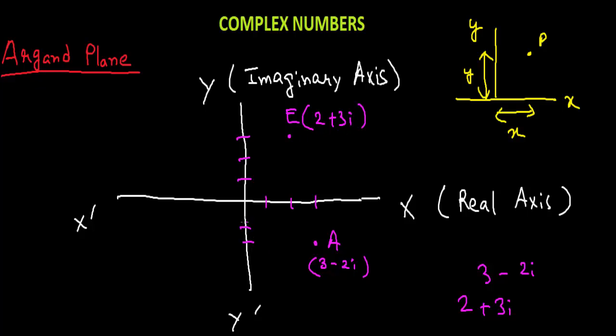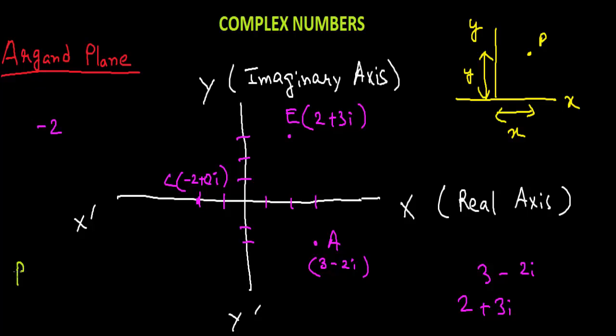If you have minus 2 only, this will be 1, 2, so you represent it here as C, that is equal to minus 2 plus 0i. So this is how you represent complex numbers on the Argand plane.